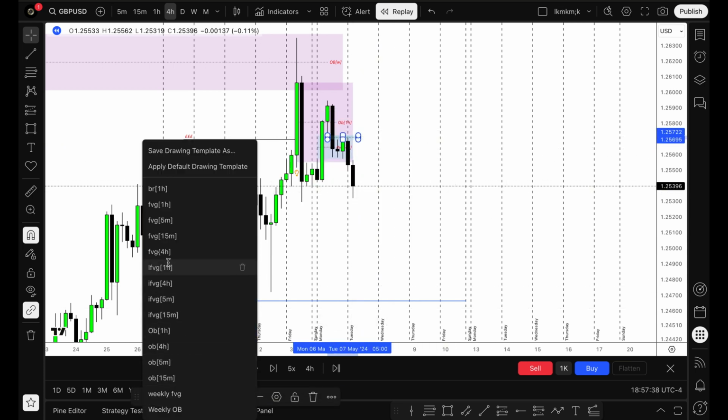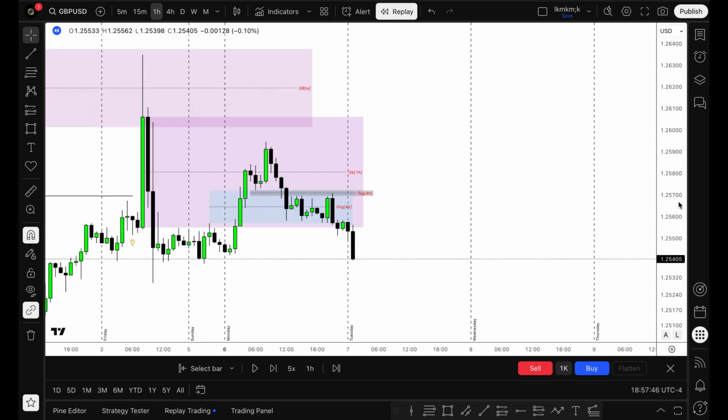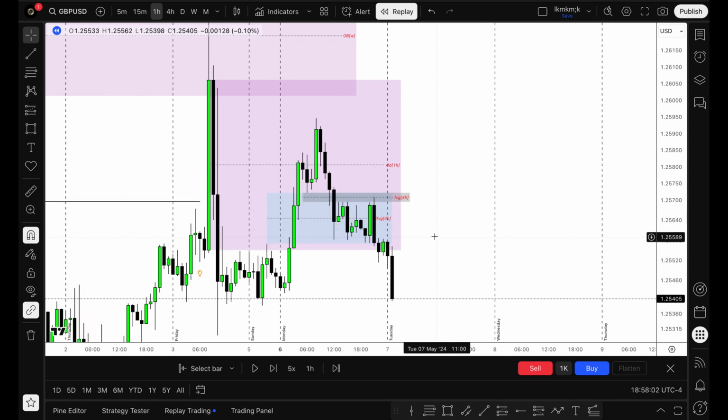So I'm going to label it 4 hour fair value gap, where price went into it. As you can see on the lower time frames, this candle here rebalanced it, it went to the midpoint of that fair value gap, and then it displaced lower. That's what caused that displacement to the downside to close through that previous 4-hour fair value gap, which means an inverse fair value gap.